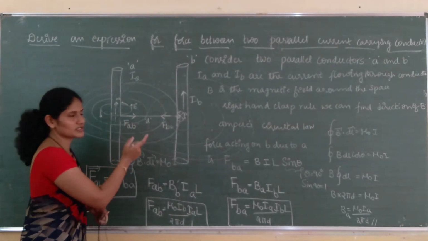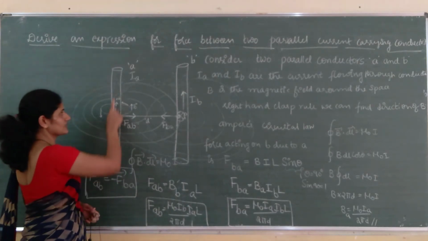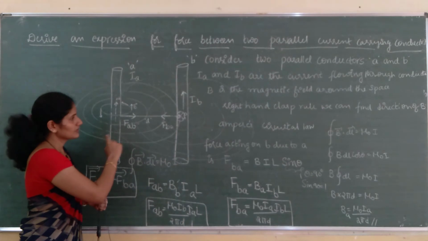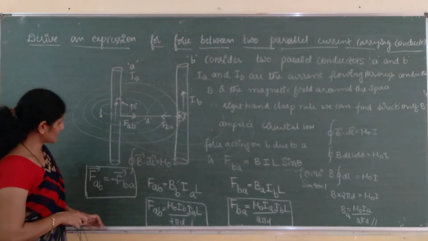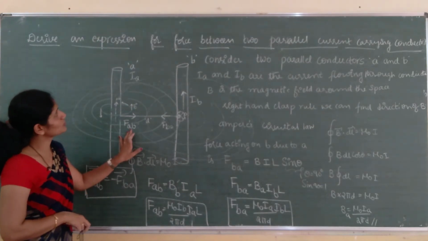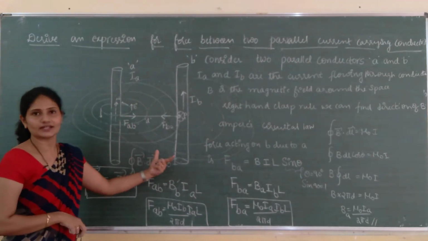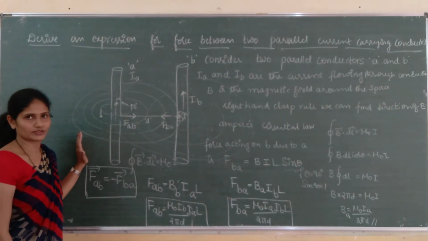If these two conductors carry current in opposite directions, one carrying current in this direction and another in this direction, then they will repel each other. So, this is the expression for force between two parallel current carrying conductors. Conductors must be parallel to each other.